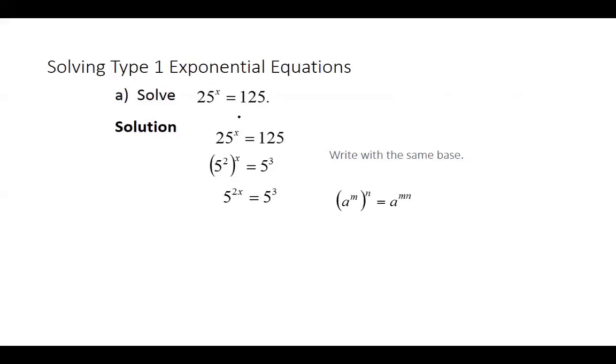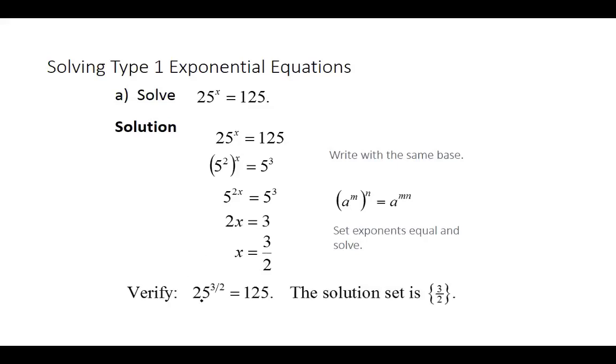We can only use this method for selected problems where you can make the base the same number. If I had 126 instead of 125, I couldn't use this method. So in this case, we get 2x is equal to 3, then you can solve for x. So x would be equal to 3 over 2. You want to verify that this is true. 25 to the power of 3 over 2 is equal to 125. So yes, the solution is correct.